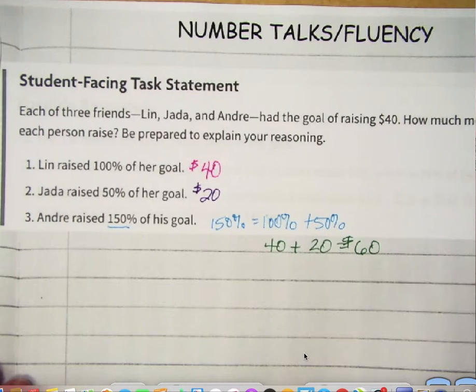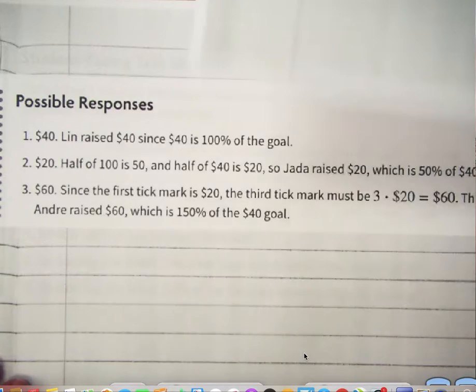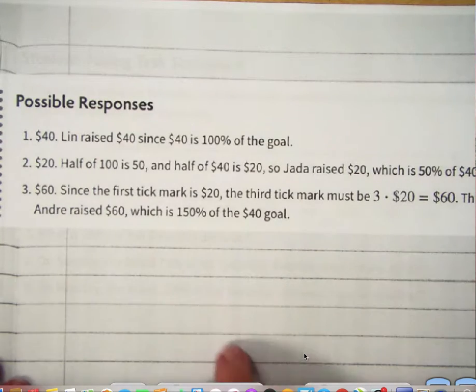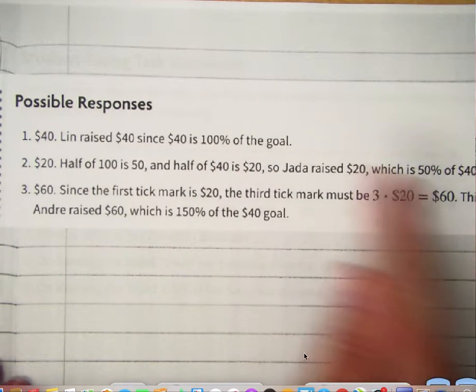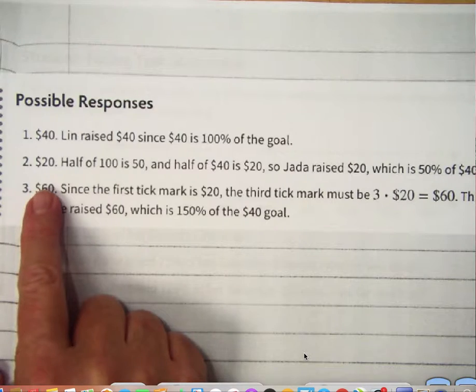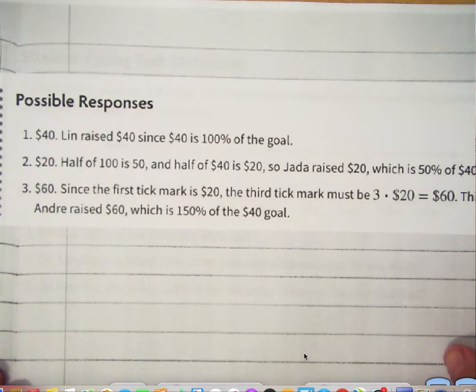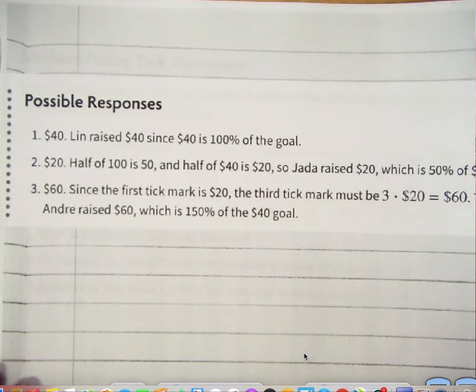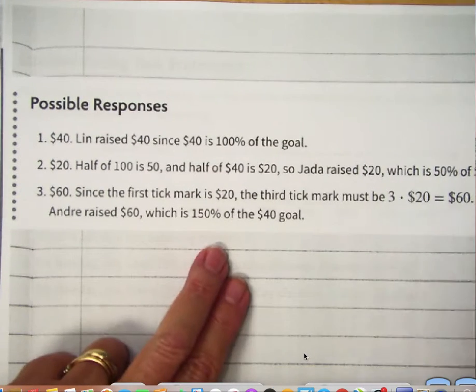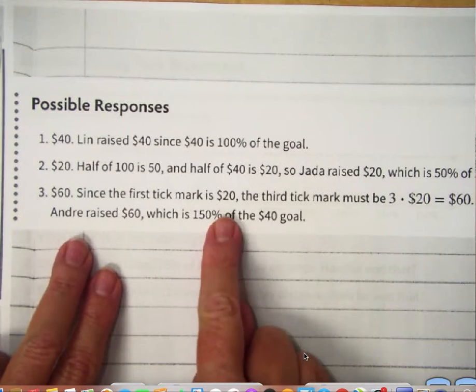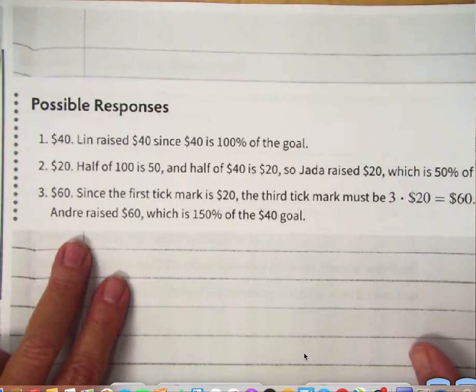Okay? All right, so let's break it down a little further. Oh, and here, 40 is 100% of the goal. $20, half of 100 is 50, and half of 40 is 20. And then the last one, and this talks about tick marks. We'll get into that in just a minute.